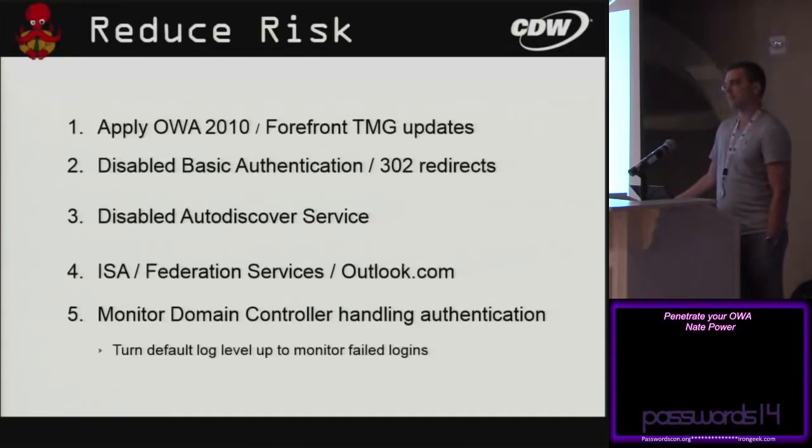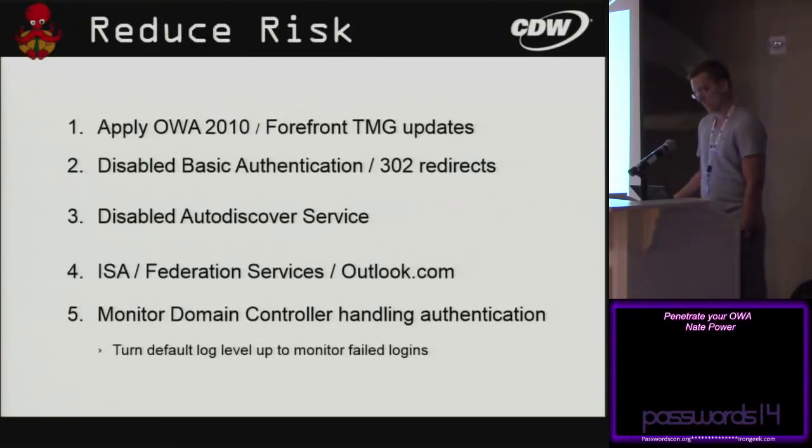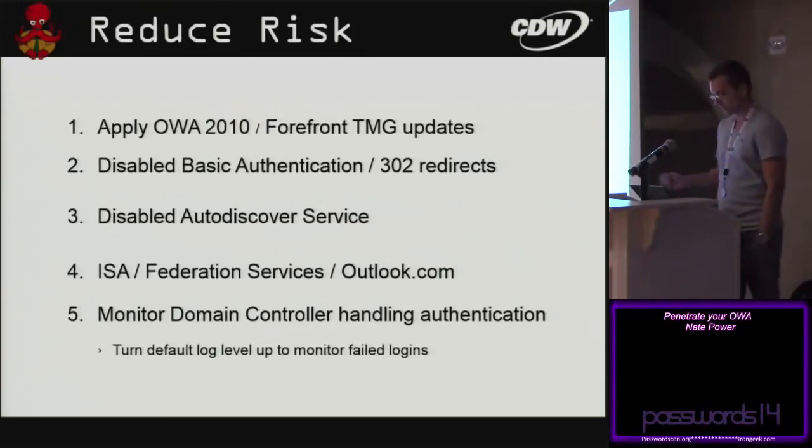It is interesting, though, I do find a lot of my customers converting over to Outlook.com, but that's just for the OWA form-based authentication, to where they'll still run a client access server with just the AutoDiscover service on it. That's where I'm still able to abuse that.